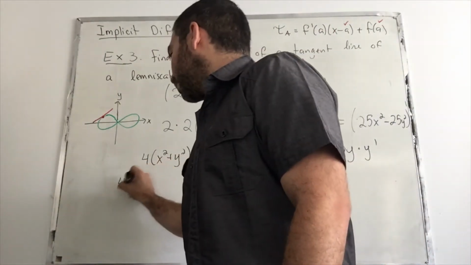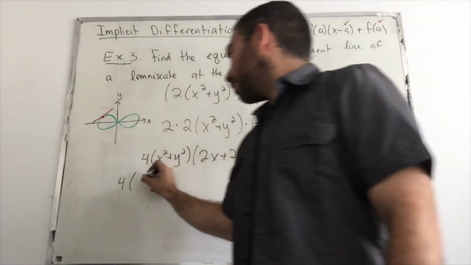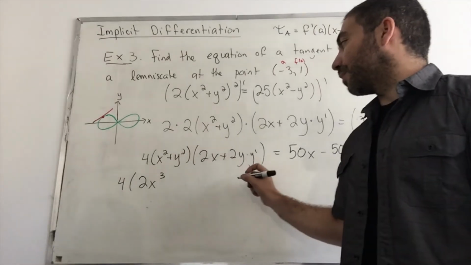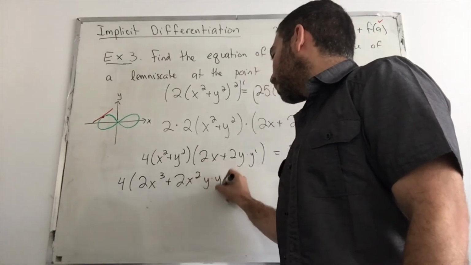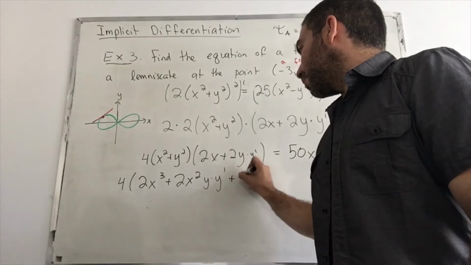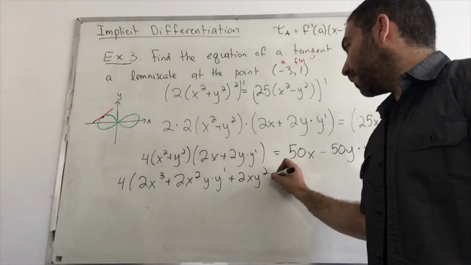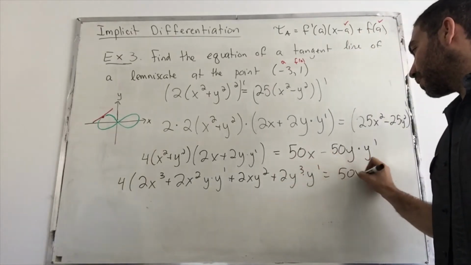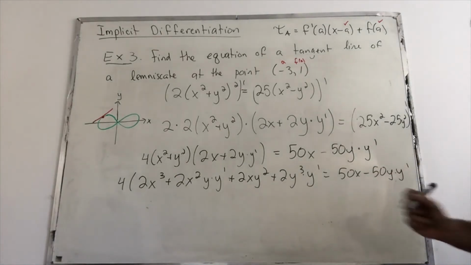So I'm going to leave the 4 on the outside, and on the inside we're just going to distribute. So x squared times 2x gives 2x cubed, x squared times 2y times y prime, we get plus 2x squared y times y prime. Now y squared times 2x, you get plus 2xy squared, and then y squared times 2y times y prime, you get 2y cubed times y prime, equal to 50x minus 50y y prime.